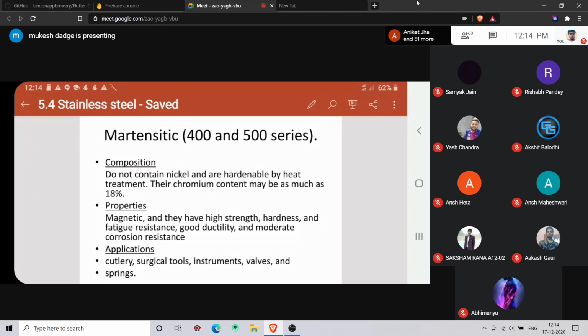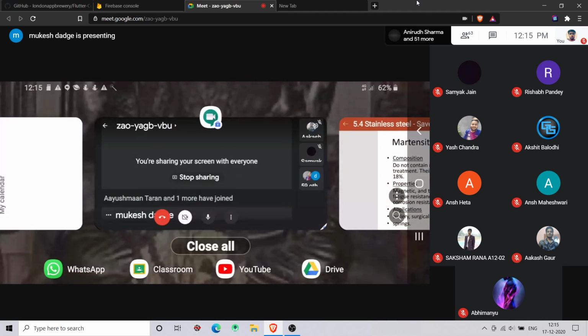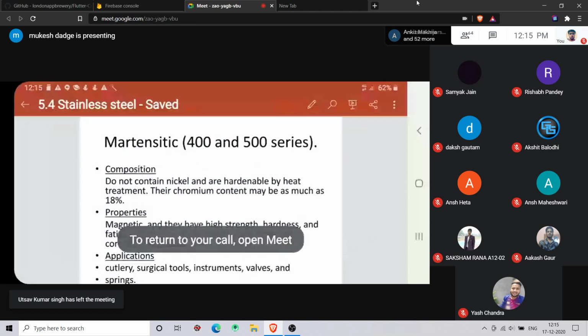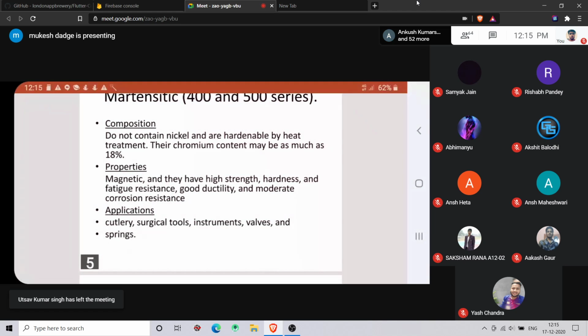So next one is the martensitic stainless steel. It is denoted by 400 and 500 series. So it does not contain nickel and is hardenable by heat treatment. Their chromium content may be as much as 18%. So it is magnetic and they have high strength, hardness and fatigue resistance, good ductility, moderate corrosion resistance. These are the properties.